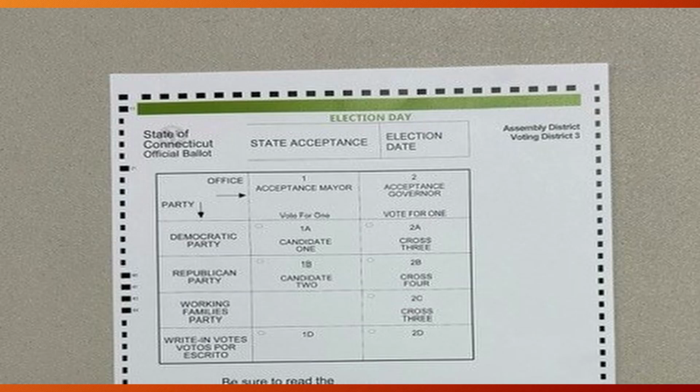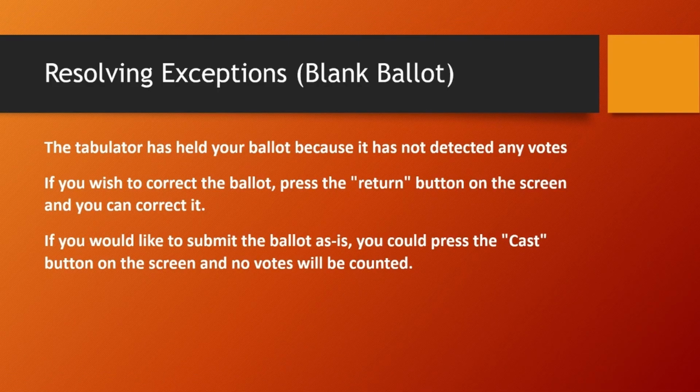In the next example, the elector has submitted a blank ballot. In the event of a blank ballot, the tabulator will hold the ballot and prompt the elector to make a decision. The tabulator tender could tell the elector, "The tabulator has held your ballot because it has not detected any votes. If you wish to correct the ballot, press return on the screen and you can correct it. If you would like to submit the ballot as is, you could press the cast button on the screen and no votes will be counted."